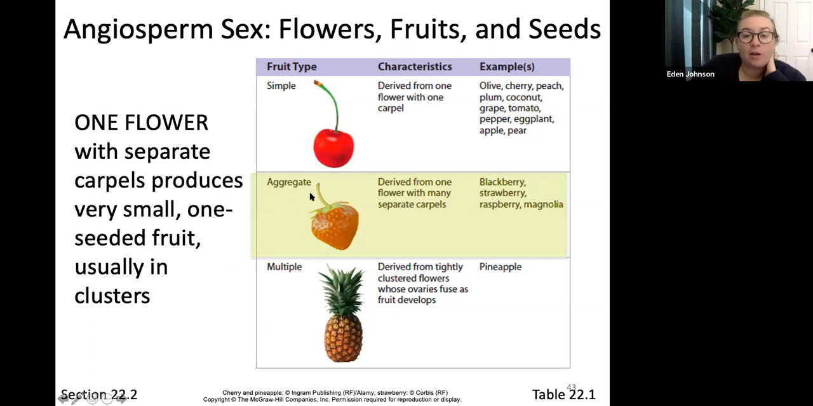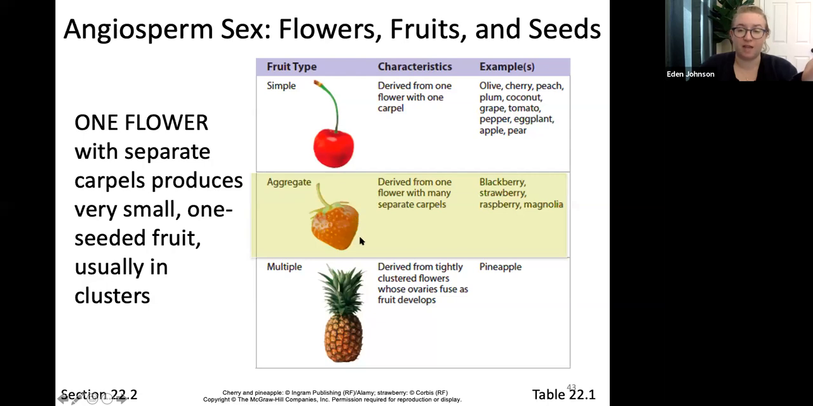Now you've got an aggregate fruit type, which is derived from one flower with many separate carpels. Okay, one flower with many separate carpels. That means you're going to get plenty of seeds. For instance, on this strawberry, each one of these little dots is actually a seed. You have many carpels on one of these. All right, so this is the fruit.